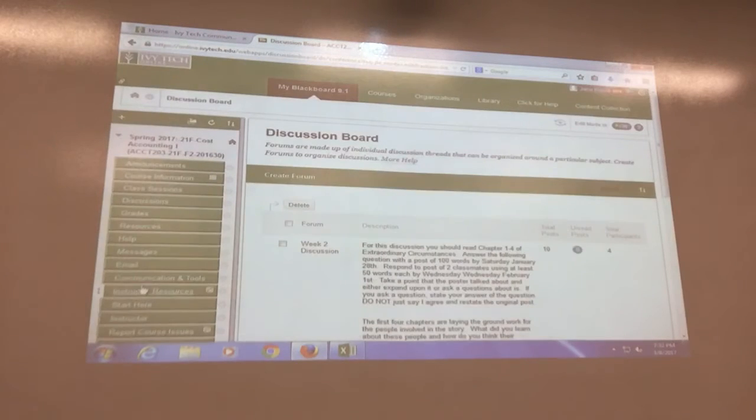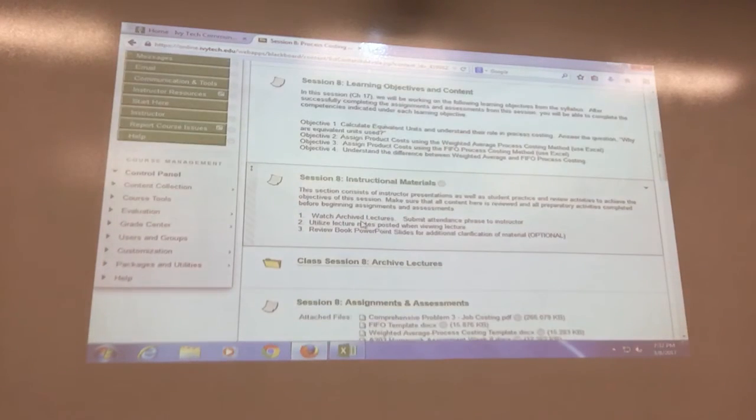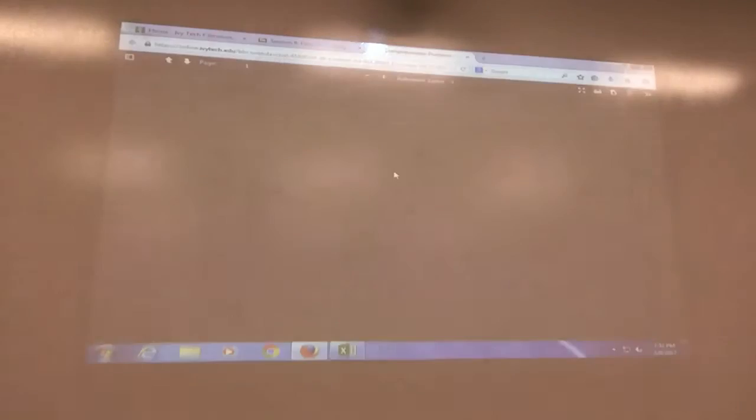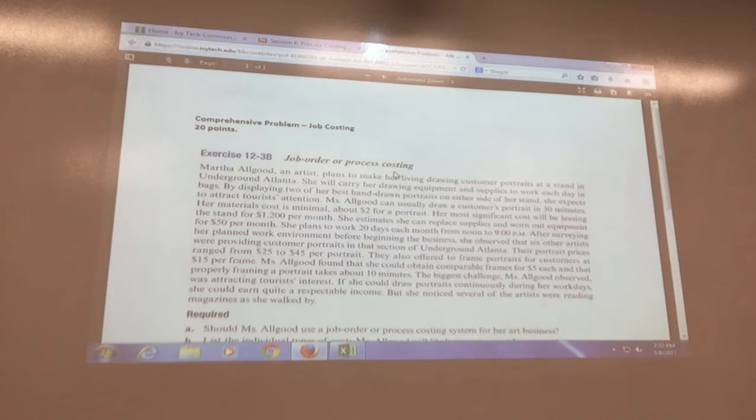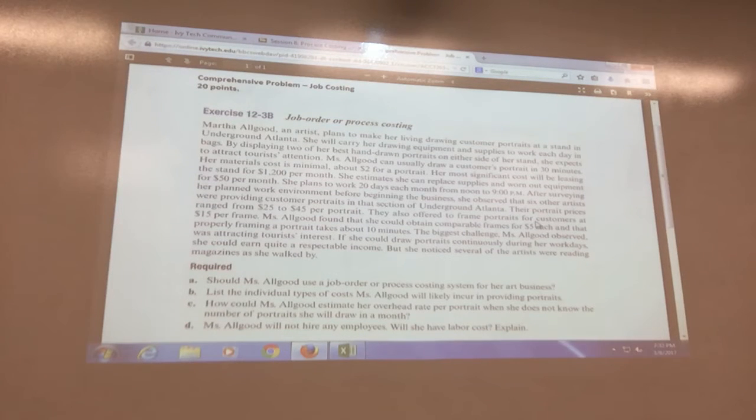All right, then your homework assignment. The first thing you have is the comprehensive problem. Basically, you have to read the scenario and answer the questions. Should Ms. Allgood use job order or process costing? And then list the individual types of costs she would likely incur. So you go through this and just pull out what you see as her costs.